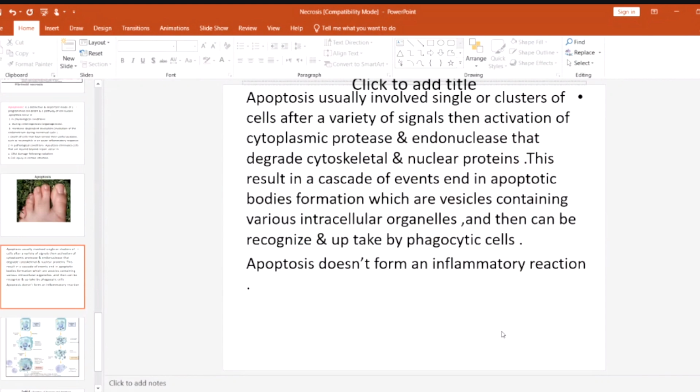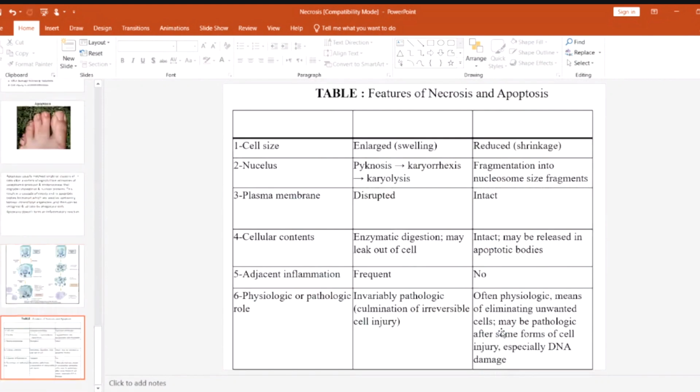Okay. Now, the last slide for our lecture today, which is very important, students: enumerate the differences between necrosis and apoptosis.